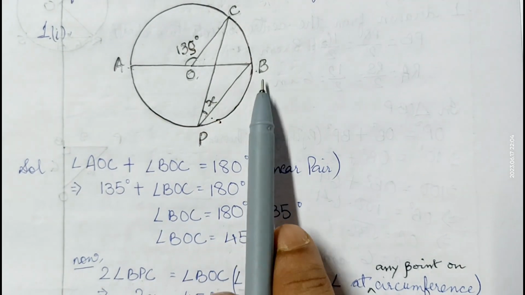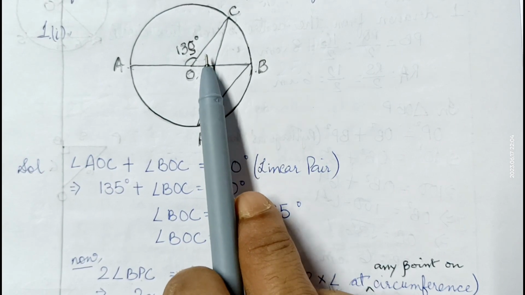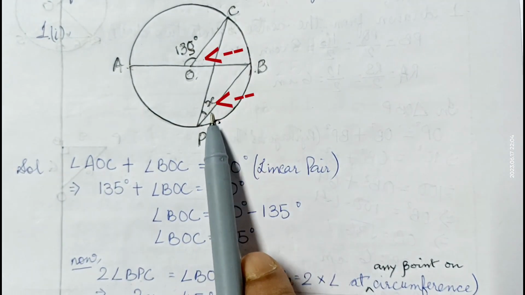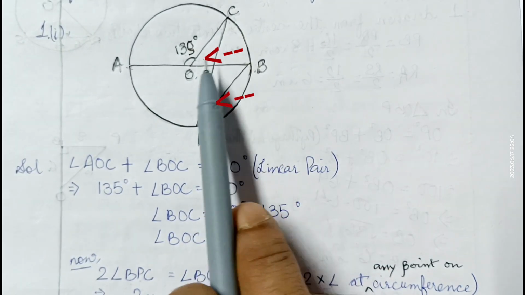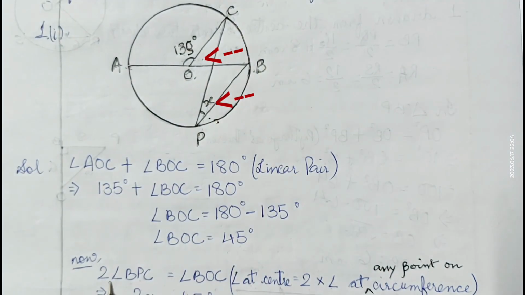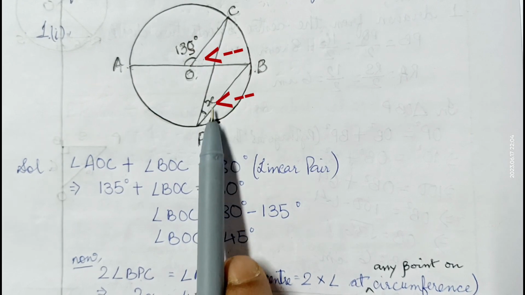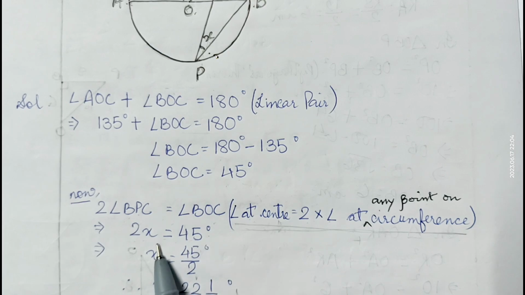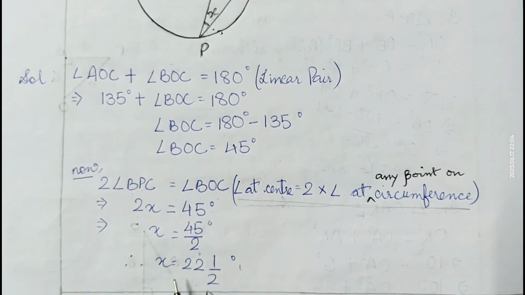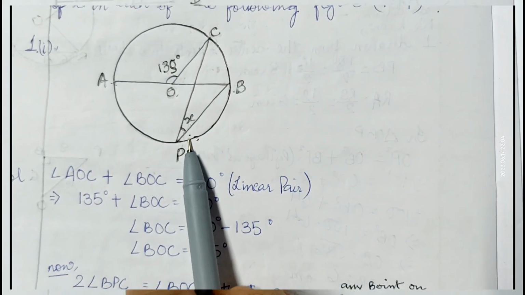So we can write twice angle BPC equal to BOC because angle at the center is always double. So if I double this angle BPC, then it will be equal to angle BOC. So here I have written twice angle BPC equal to BOC. Now BPC is x, that means twice of x will be this angle, so we can write twice of x equal to 45 degree. X equal to 45 by 2, that means x equal to 22.5 degree. So angle x is 22.5 degree.